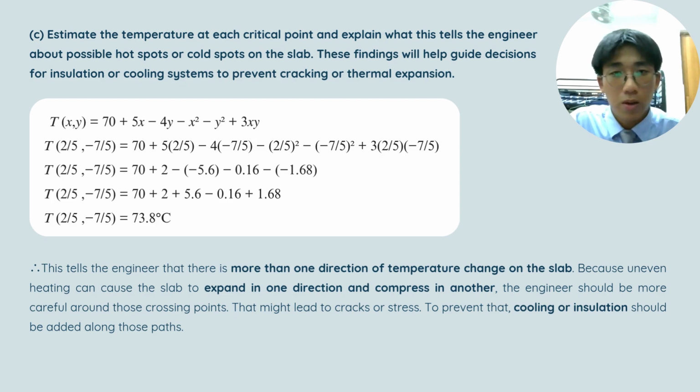For the explanation, this slab has a saddle point. It indicates that the temperature increases in one direction and decreases in another direction. There is no local maximum or minimum in this slab, which means that the heat is unevenly distributed. So this tells the engineer that there is more than one direction of temperature change on the slab. Because of uneven heating, it can cause expansion in one direction and compression in another, which might lead to cracks or stress. To prevent that, the engineer should carry out cooling and insulation for this part of the slab.